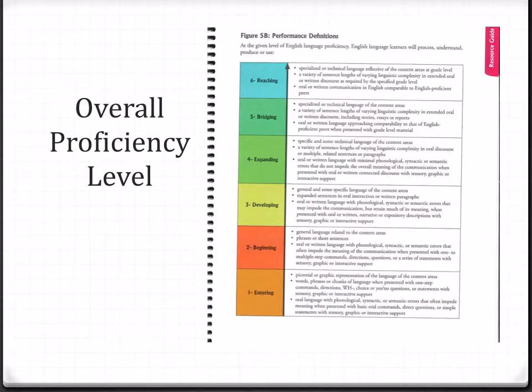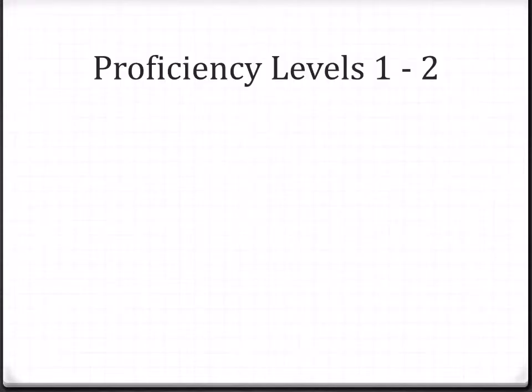Now, what do all these scores mean? The first score to look at is the overall proficiency level, which can be between a 1 and a 6. 1 being a newcomer and 6 being a student with native-like language proficiency. Now let's look more closely at proficiency levels 1 and 2.